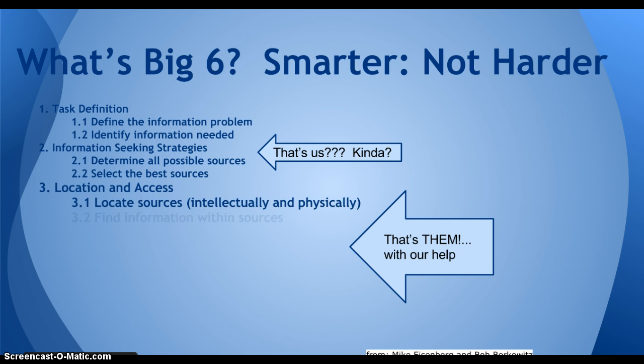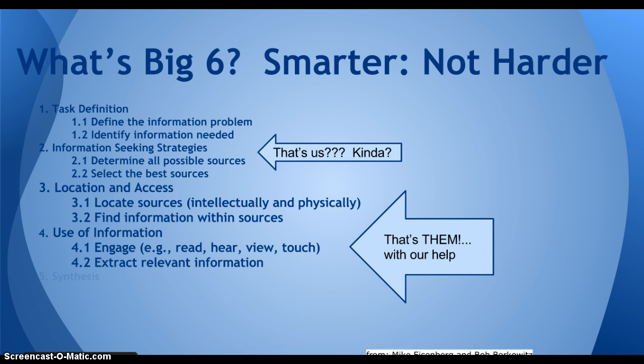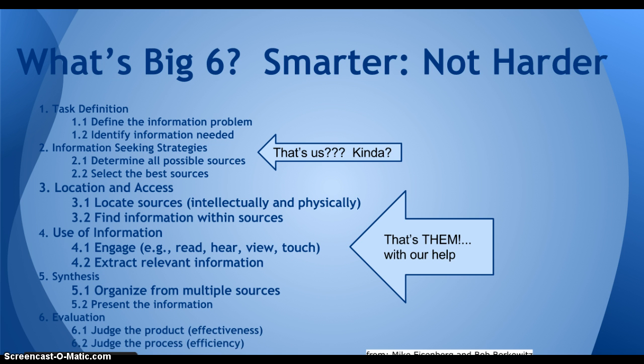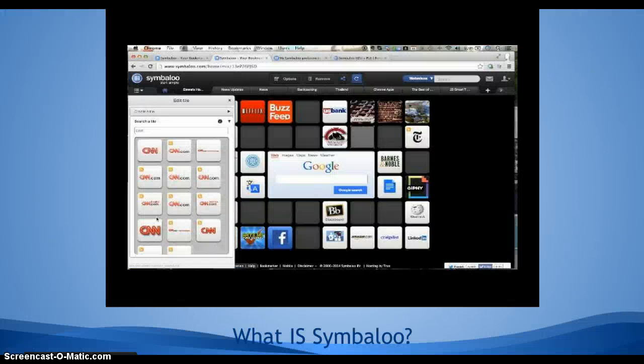At an elementary level, we help them define the task. We help them with determining all the possible sources. Sometimes we do that for them. Sometimes we locate that for them, especially in the beginning of the year or when students are newer. But then it's our job to help them find the information within those sources, to engage them, help them extract relevant information, and organize from multiple sources. So I hope these tools today will help you to do just that.